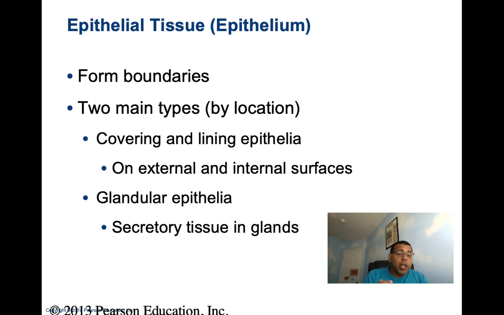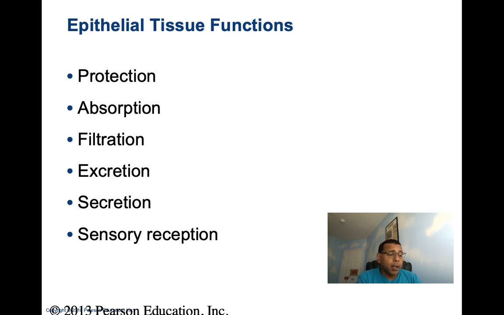Now let's talk general functions. Some general functions we can see are, number one, protection. Epithelial cells protect underlying tissue from mechanical injury, from harmful chemicals, pathogens, and excessive water loss, dehydration. Another general function is absorption. Certain epithelial cells lining the small intestine absorb nutrients from the digestion of food.